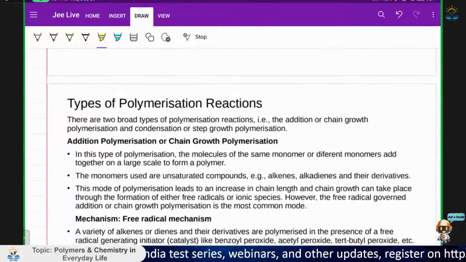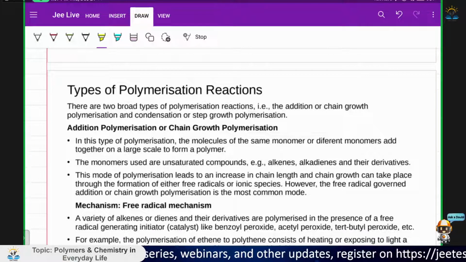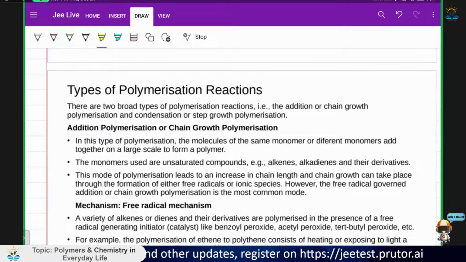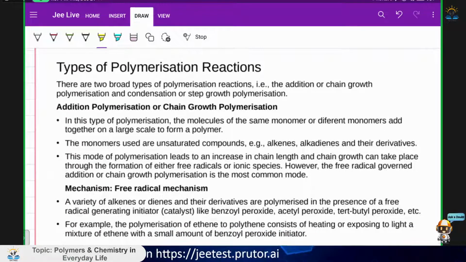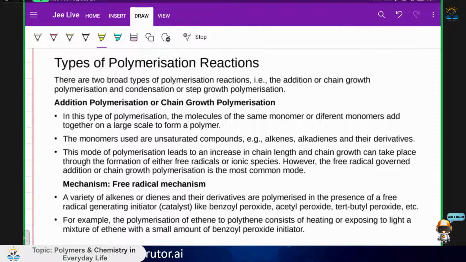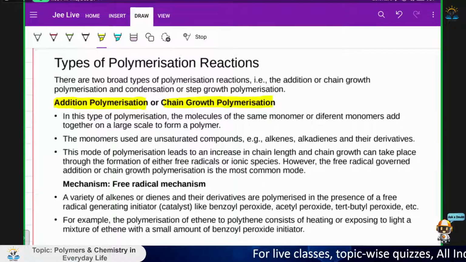Now, types of polymerization reaction. So here we have to learn about how we prepare polymers. What are the reactions involved? We prepare polymers mainly by two reactions, that are addition reactions and condensation reactions. On the basis of which reaction we are using to create the polymer, we call the polymer addition polymer or condensation polymer. So there are two broad types of polymerization reaction, that is addition or chain growth polymerization and condensation or step growth polymerization. Another name for addition polymerization is chain growth polymerization, and the name for condensation polymerization is step growth polymerization.